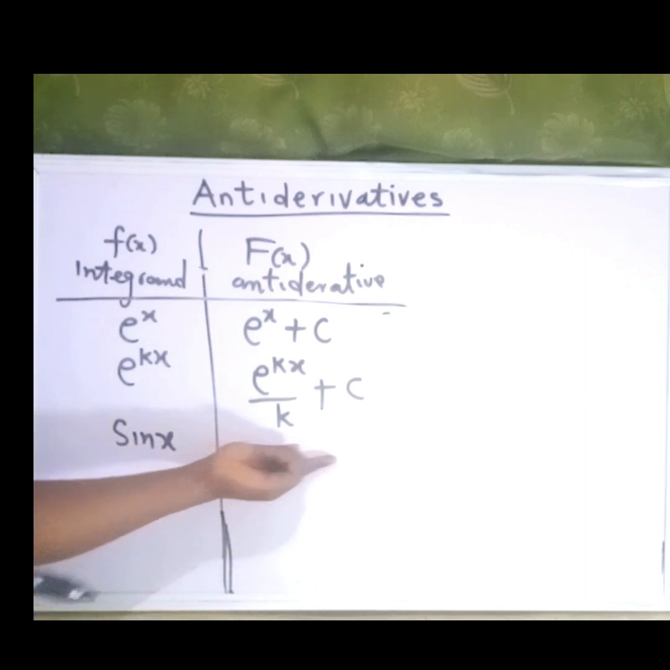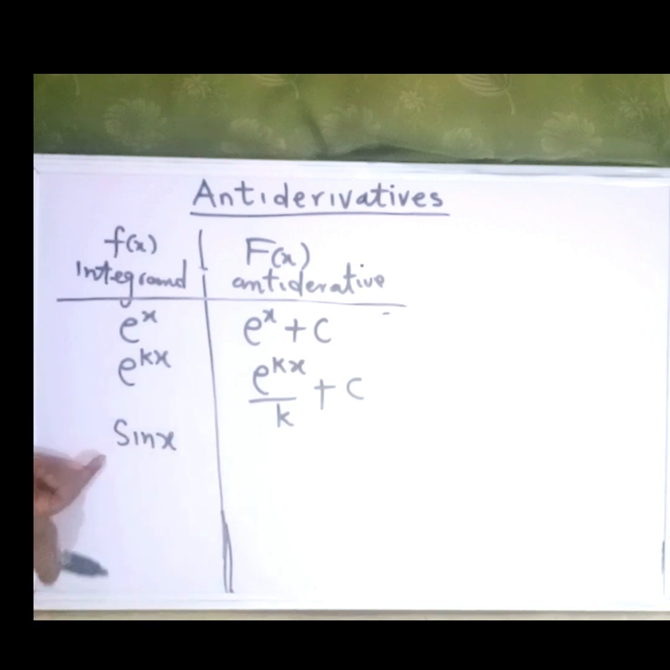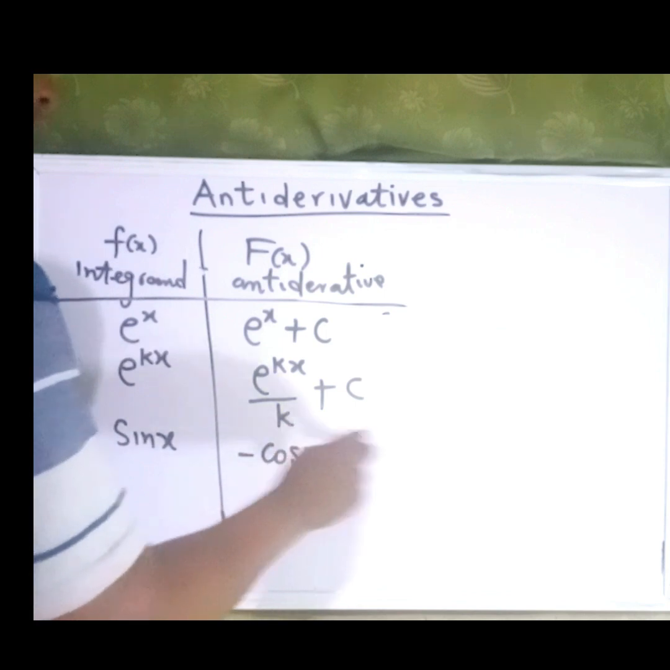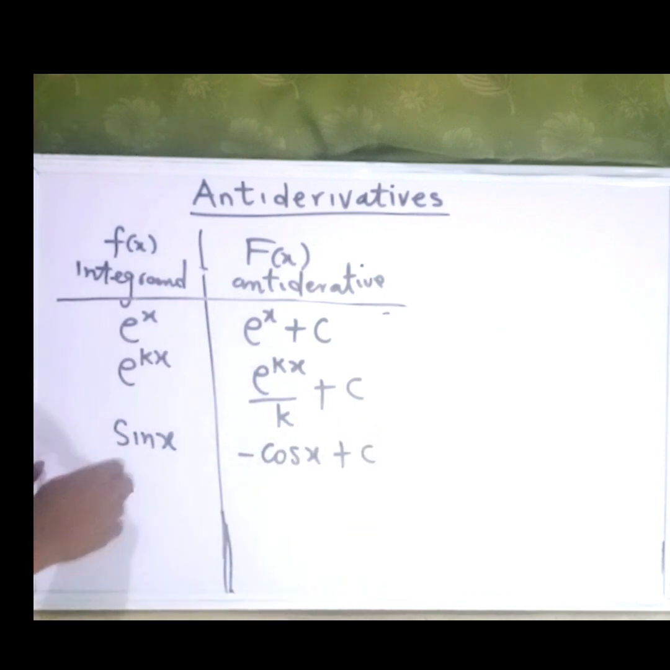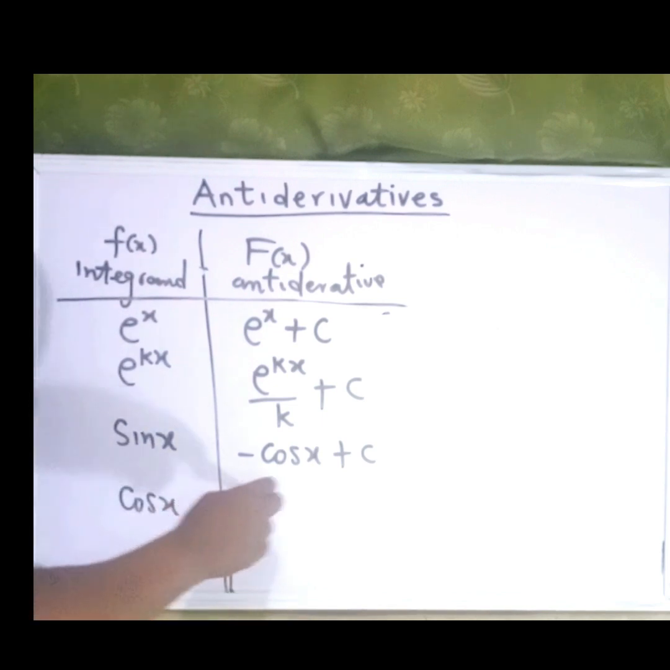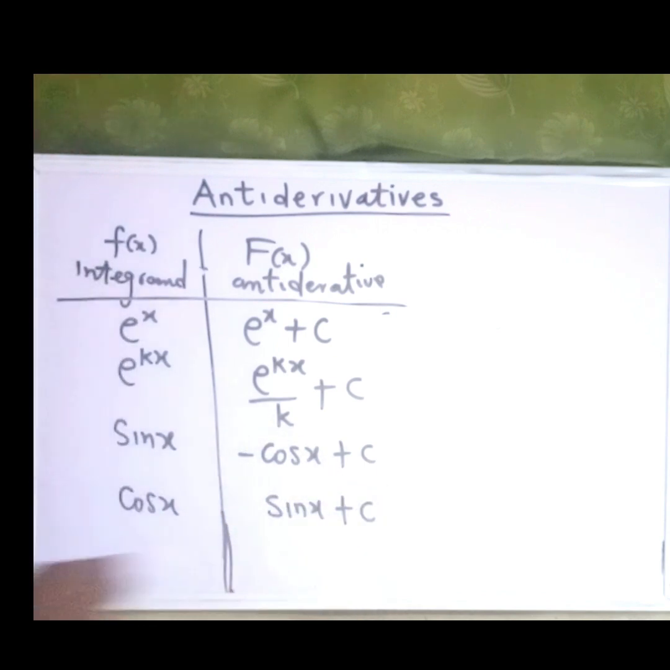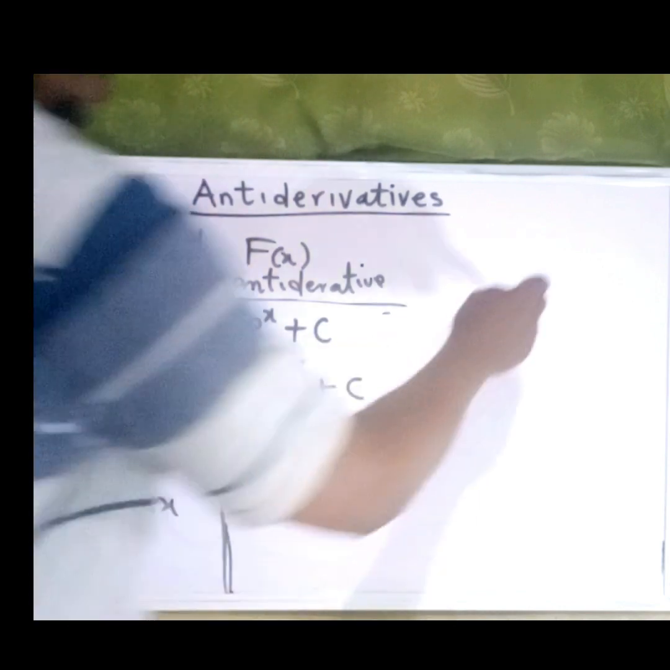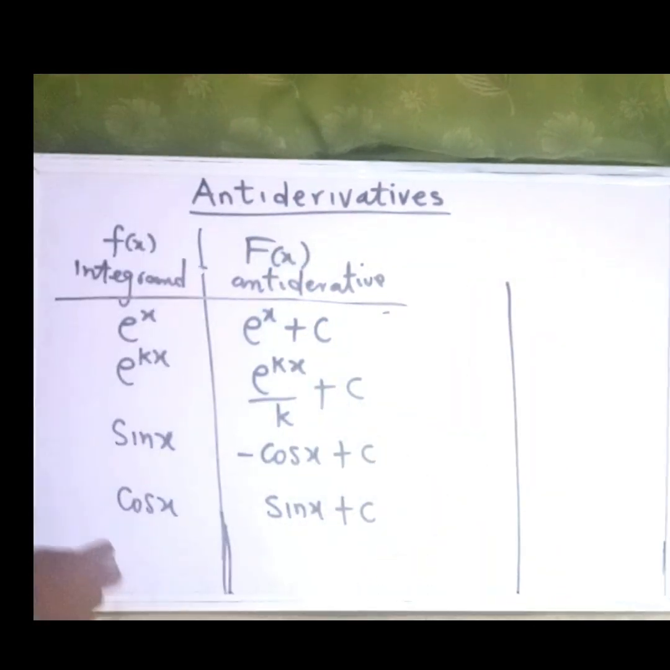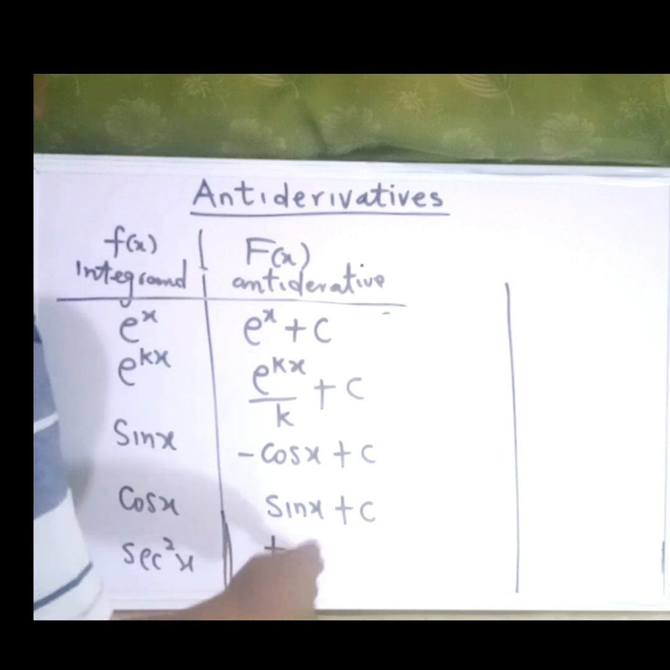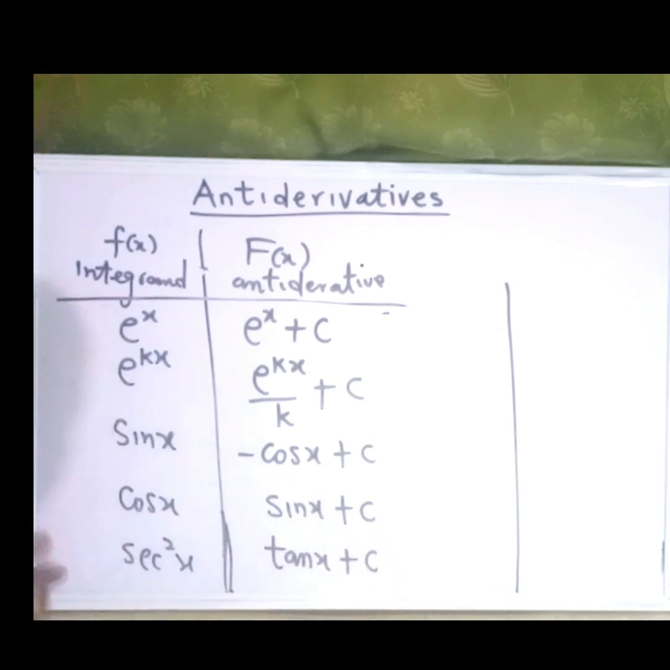Again, if you have a function sine x, you will recall that we'll look for a function that when we differentiate it, we have this form. And there is no other form than negative cos x plus c. So again, if you have cos x, the antiderivative of that is this. Okay, so let's continue from here. Again, if you have sec square x, this will be tan x plus c.